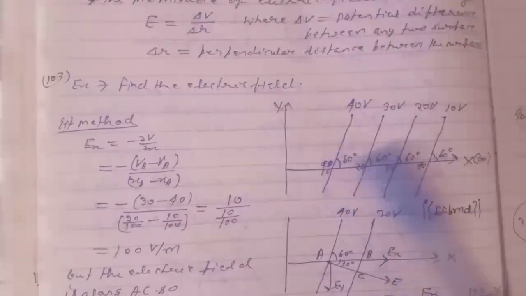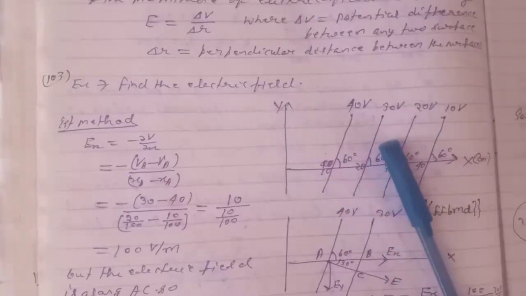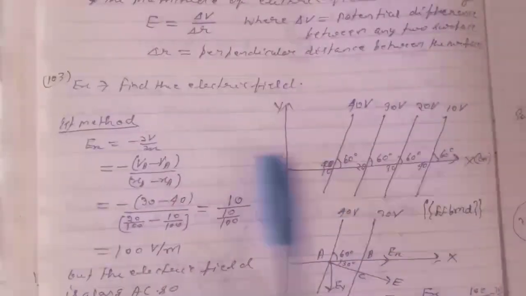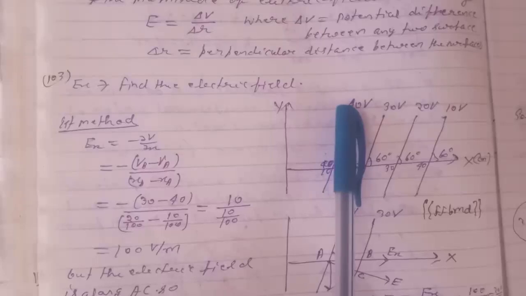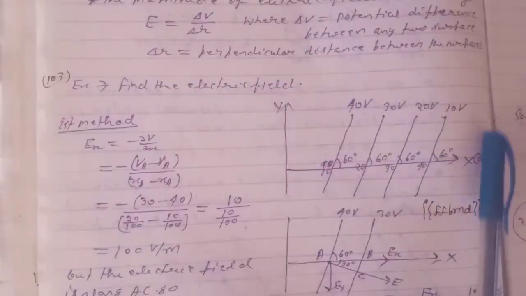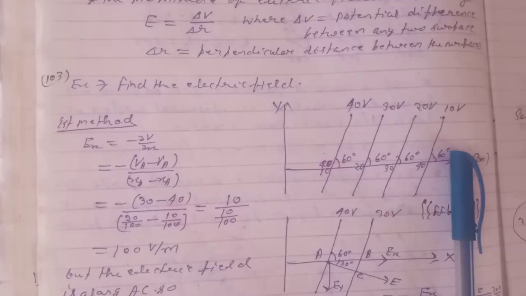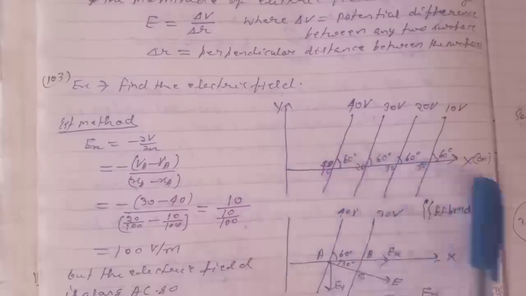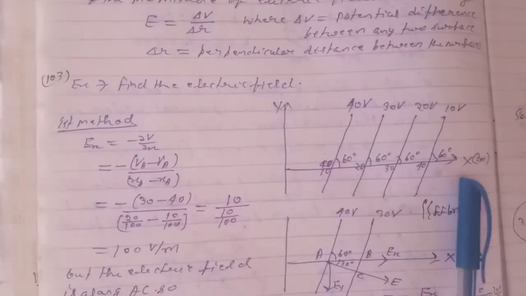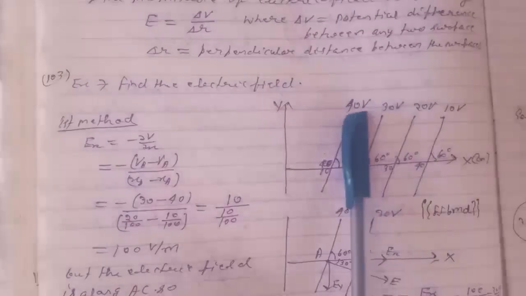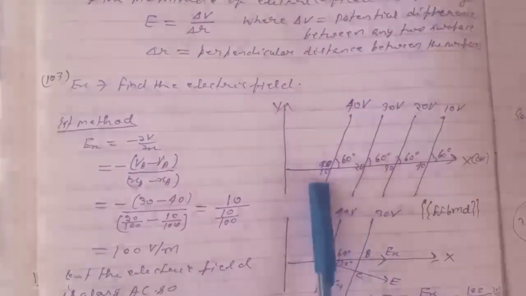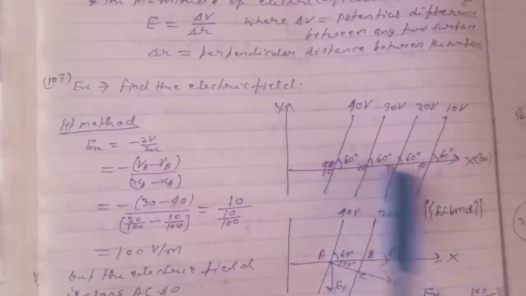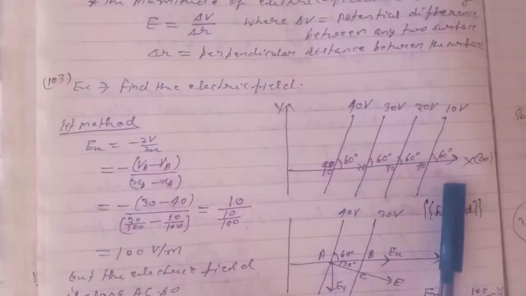From the concept it is clear that the electric field will be in this direction in this region, because potential is decreasing in this direction, and we know that the direction of electric field lines is always from higher to lower potential. Another concept is that electric field lines must be perpendicular to the equipotential surface or lines. So on this line we have to draw the perpendicular to show the electric field.